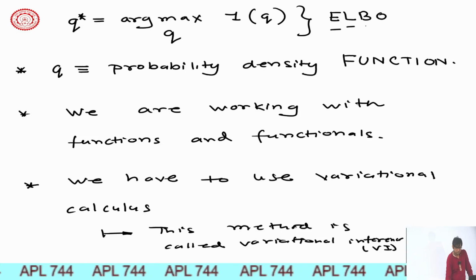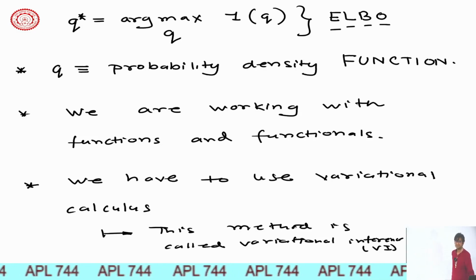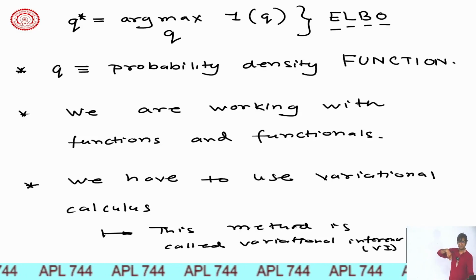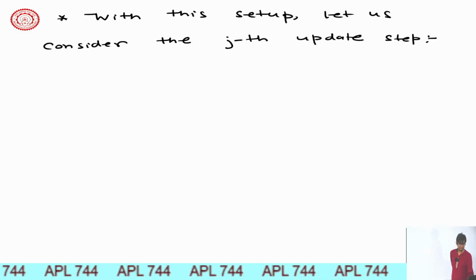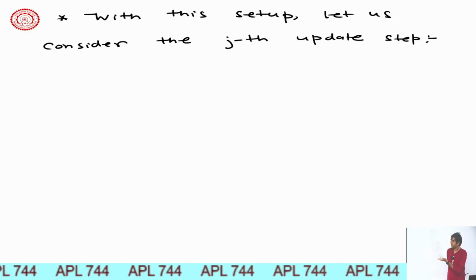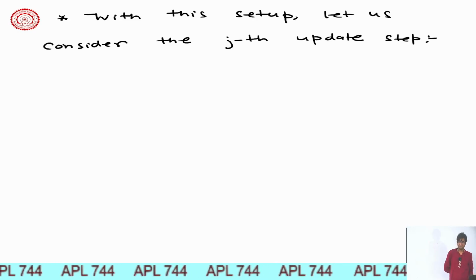Evidence lower bound optimization. Because you are working with the lower bound of the evidence, and you are optimizing it. So what will be the ELBO loss in this case, if it is the jth update? You can have a look at your notes and tell me what the loss will be.